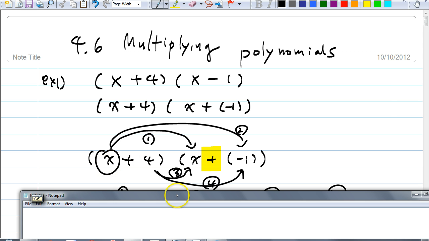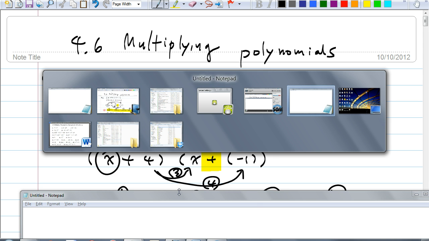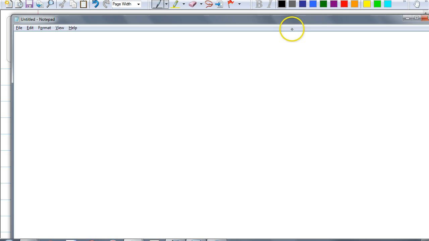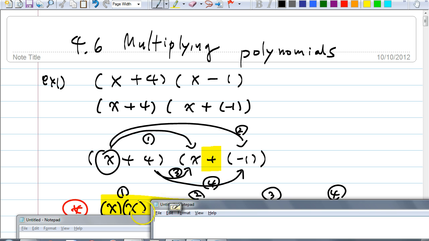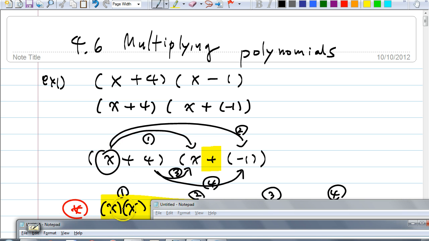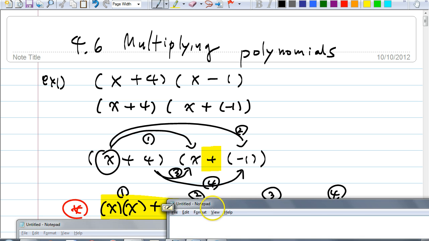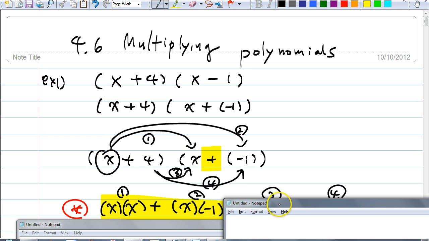X times x, I'm going to just write x times x like this. Okay? You see what I did? Just write it out. What comes after? If we change everything to addition, what operation is in between each of these terms? Yeah, addition. And then guess what we're going to do next? X times -1. So I'm going to write that out also.